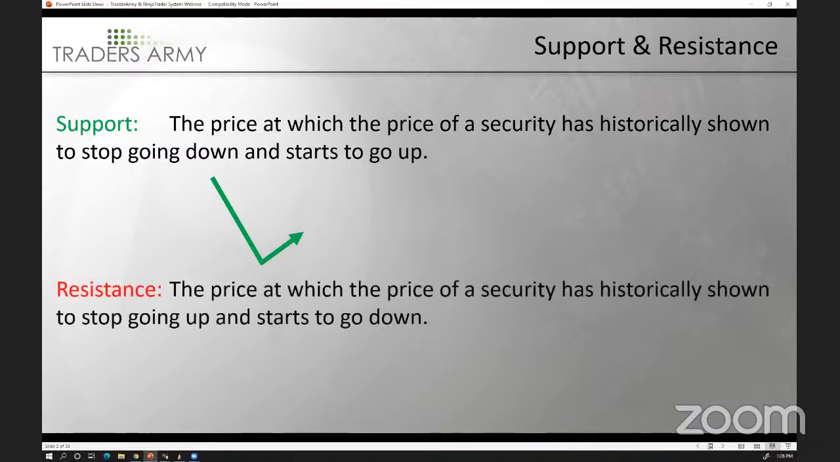Well, if support is the floor, then resistance is the ceiling. And the ceiling is going to be a price at which the price of the security has historically shown to stop going up, turn, and go back down.